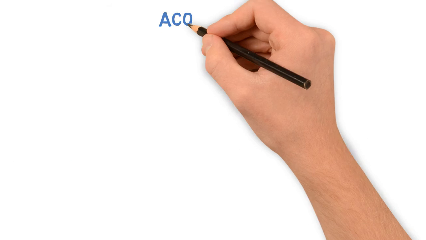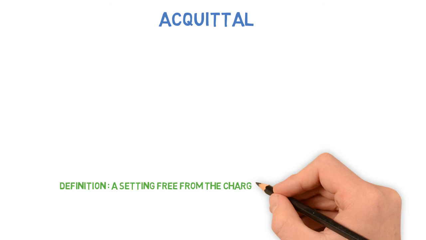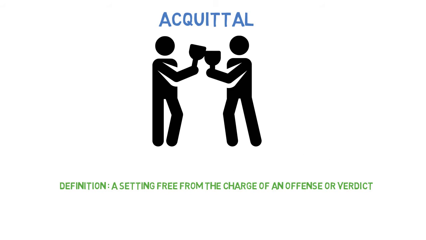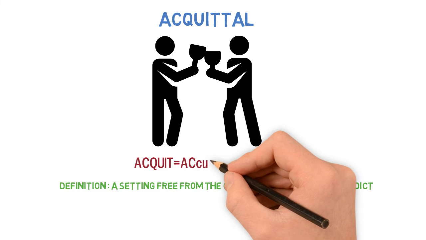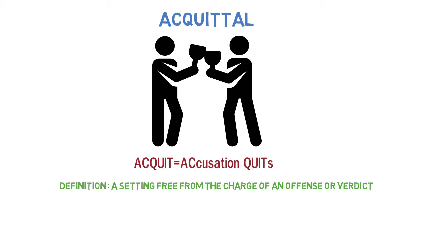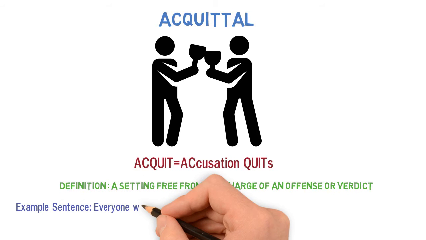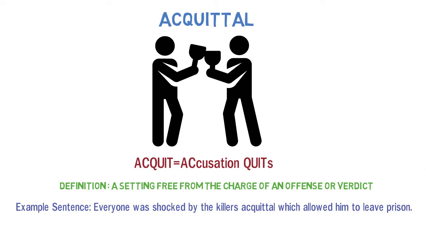Now next is acquittal. Definition of acquittal is a setting free from the charge of an offense or verdict. You can take an example of Salman Khan. जैसे कि सलमान खान को छोड़ दिया गया. The mnemonic which we can use here is if we bifurcate acquit as AC and quit, then AC means acquisition and quit is quit, so the total word is acquisition quit. That means you are free from the charge or verdict. The example sentence is: everyone was shocked by the killer's acquittal, which allowed him to leave prison.